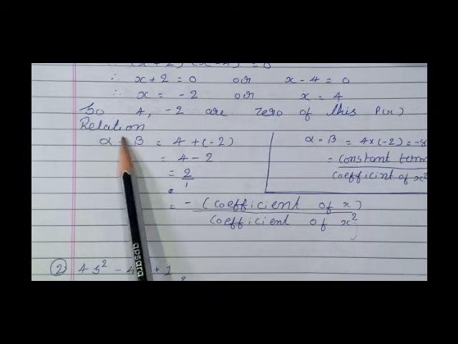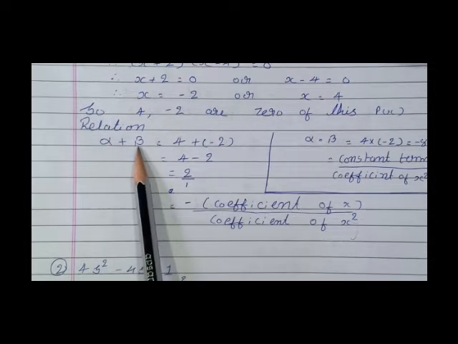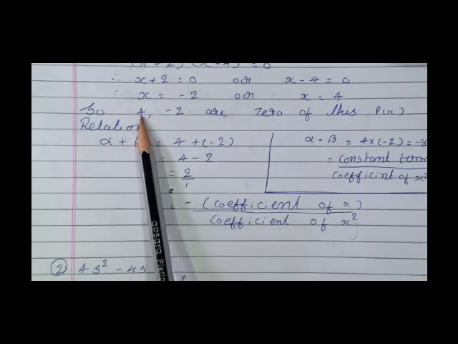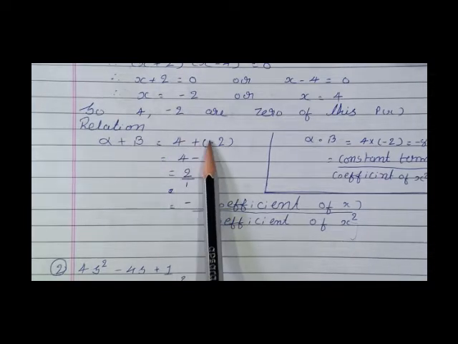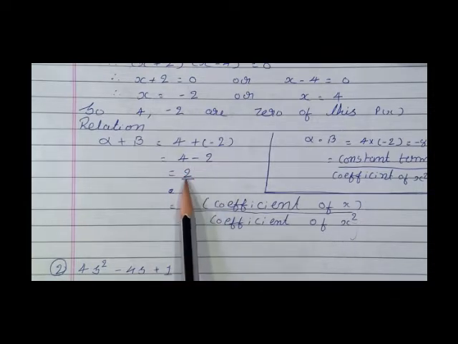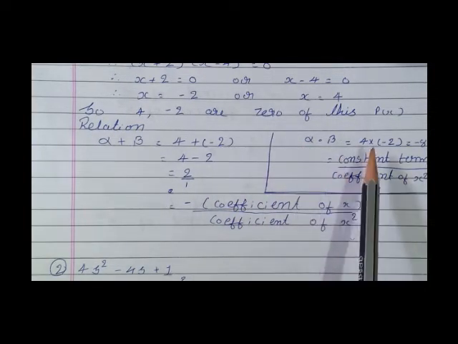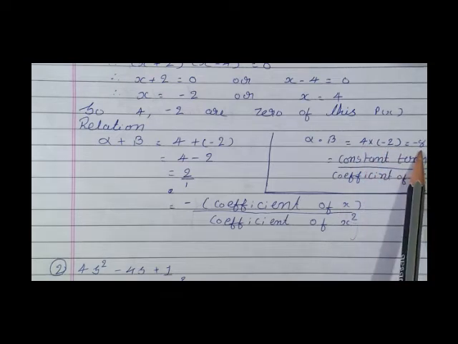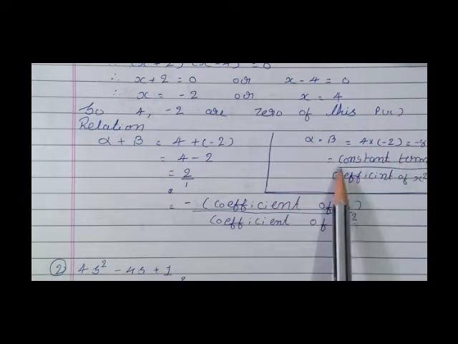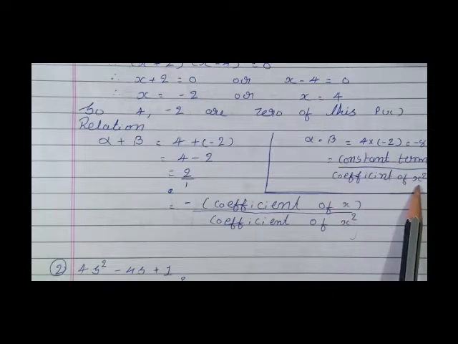Now we find the relation. For this we can use alpha plus beta is equal to, what is alpha here? 4. And what is beta? Minus 2. So 4 plus minus 2, that is 4 minus 2, is equal to 2. So 2 by 1. What is 2 by 1? Coefficient of x divided by coefficient of x square. This is called the relation of the zeros. Same way, alpha into beta is equal to 4 multiply minus 2 is equal to minus 8. So what is minus 8 by 1? Constant term divided by coefficient of x square.